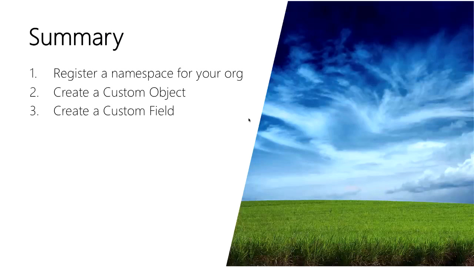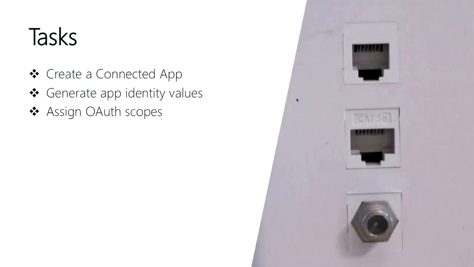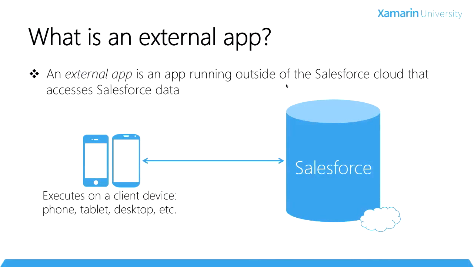So let's move to creating a connected app. Salesforce only allows known apps to connect to it from the outside. If you want your external application to connect to Salesforce, you will need to register it as a connected app. When you register your application with Salesforce, you need to specify what kind of access your application needs. For example, is it allowed to make API calls? Salesforce will then generate an application identity value for you to use during authorization. Before we continue, let's discuss the concept of app.